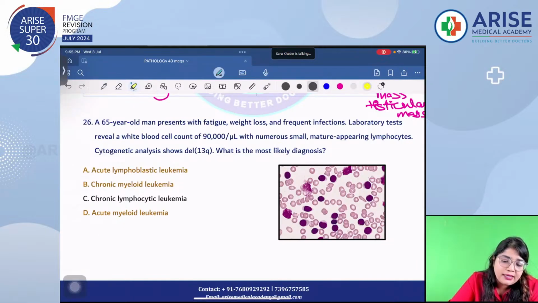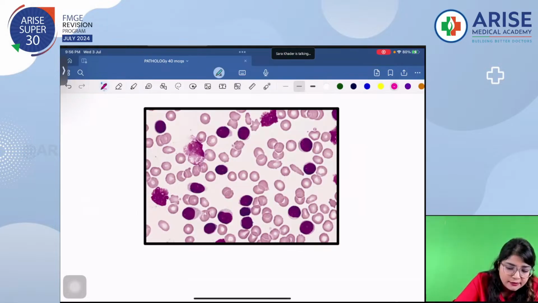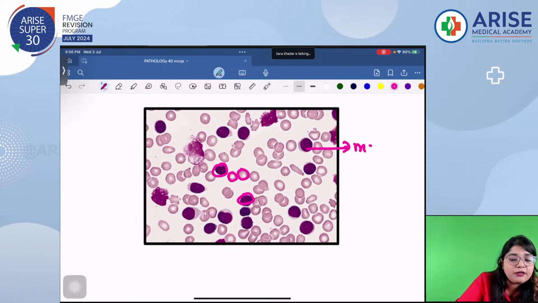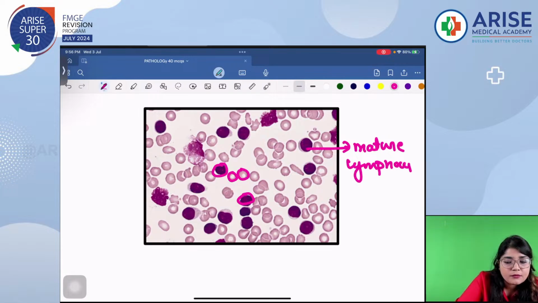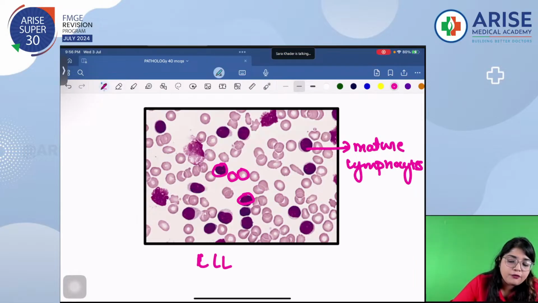A 65-year-old man presents with infections. What do you see here? These are RBCs, and just compare the size of the RBCs with the lymphocytes. So this must be the lymphocytes, and because they are comparable to the RBC, they are mature lymphocytes.